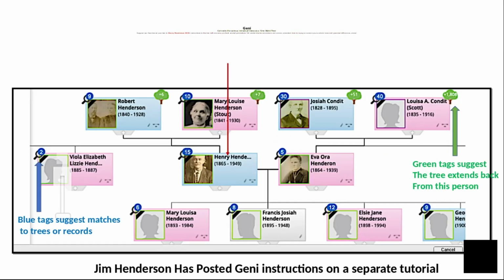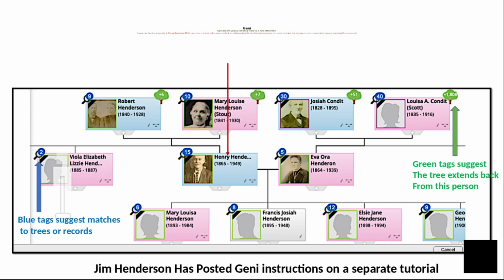Another source would be Genie. Genie is one of those programs that tries to connect everybody into a one world tree. So let's follow my grandfather, Henry Henderson. And there you see him born in 1865. Now, if I didn't know anything beyond him, I would just put in there the information I have and see what other information might get connected.